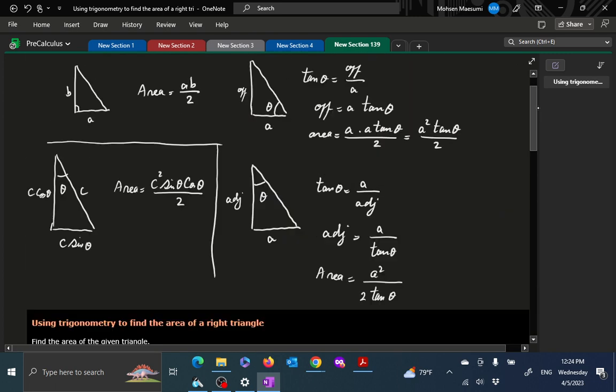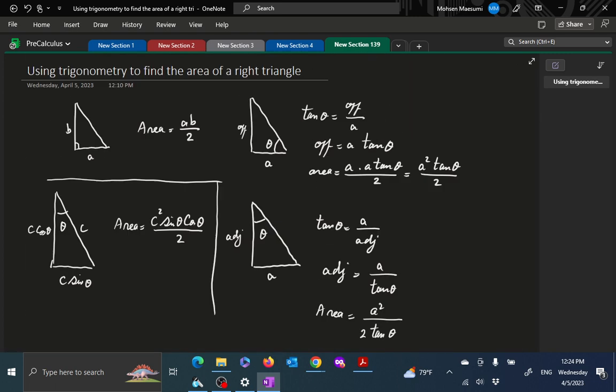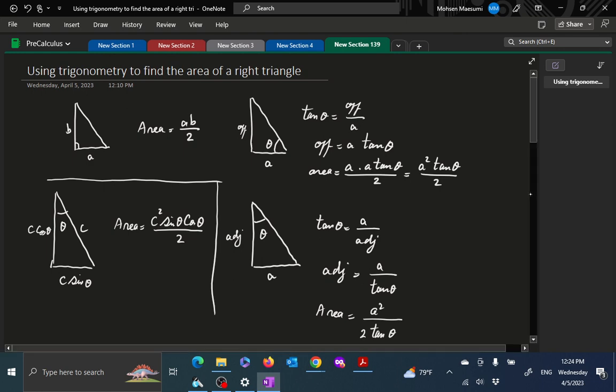Okay, so a simple exercise using identities and the definition of tangent to find the area of a triangle in a special case.